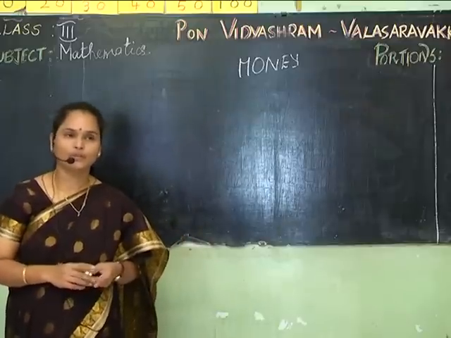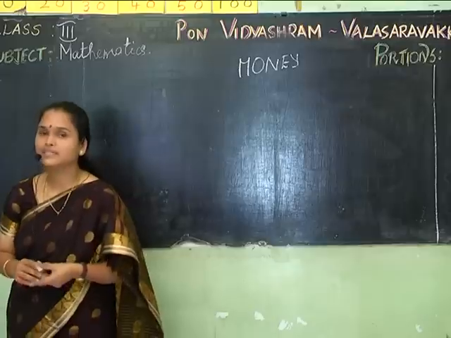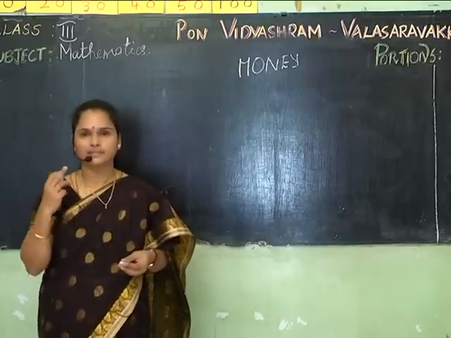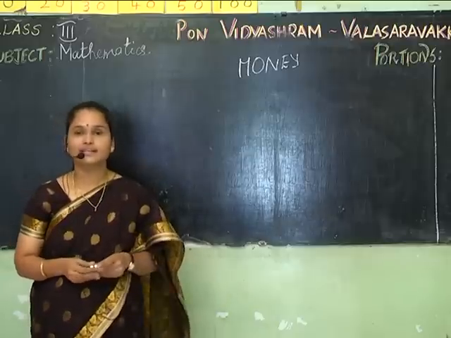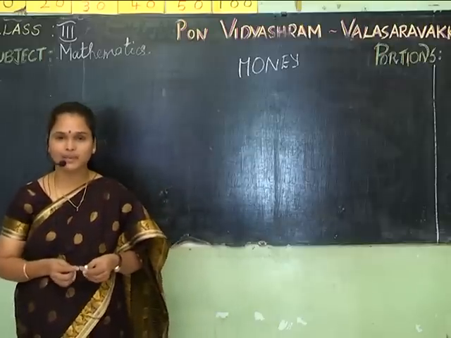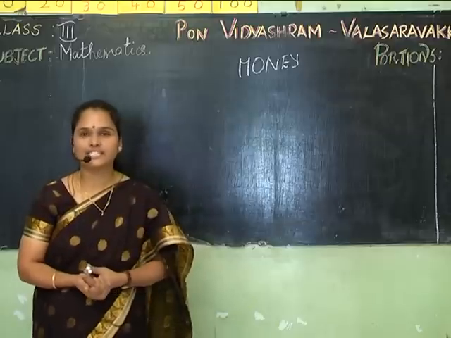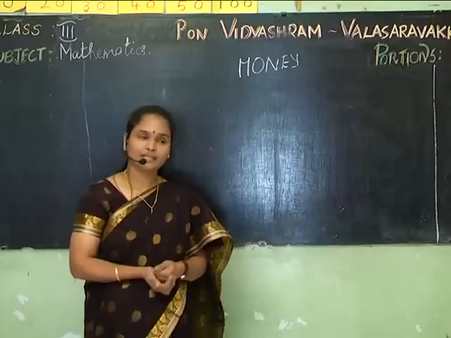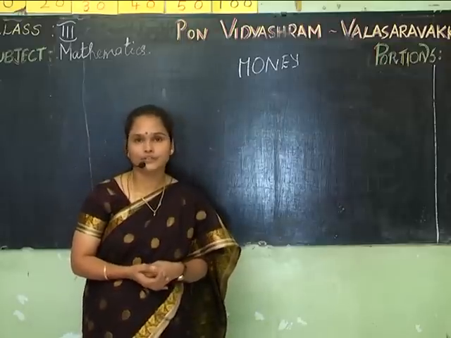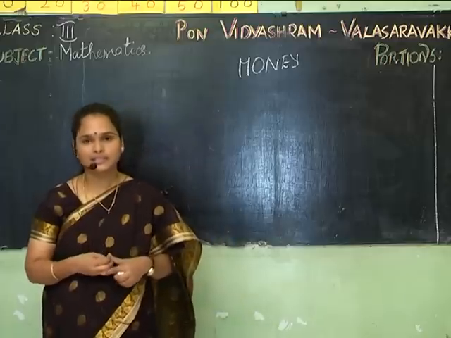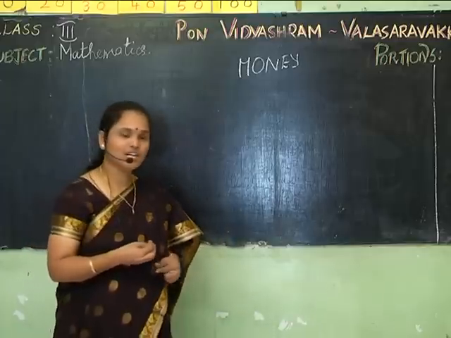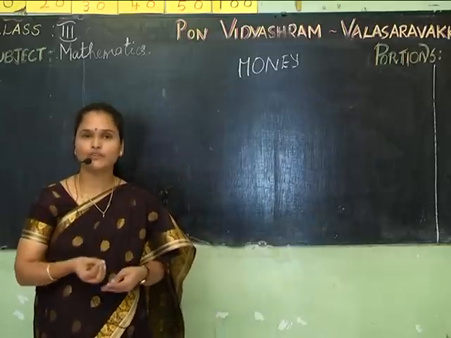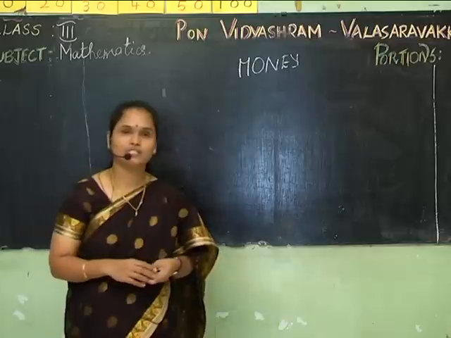Now, when you go to a market along with your parents to buy something, suppose you want to buy stationery items like pen, pencil, eraser, anything. The shopkeeper doesn't give you free of cost. He will charge for the things that you are buying. He will charge an amount called money, and you have to pay that money. Only if you pay it, you will get it.